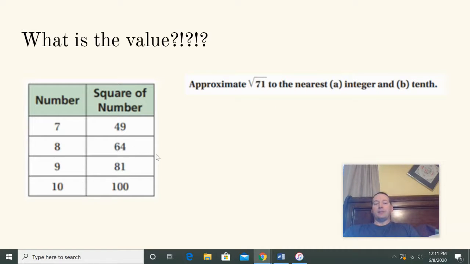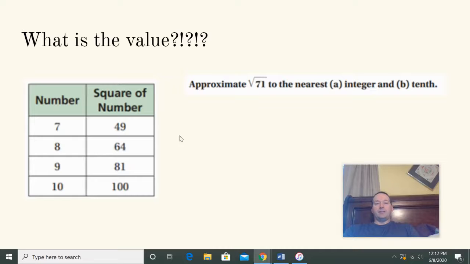If you look at the perfect squares, if you cut halfway in between the perfect squares, that's going to be halfway between the numbers. So 49 to 64 is a difference of 15, so half of that is 7.5. 7.5 more than 49, so about 56.5. If it's less than 56.5, it'd be closer to 7. More than 56.5, it's closer to 8.